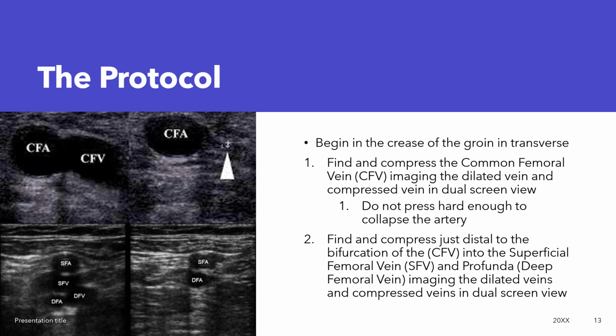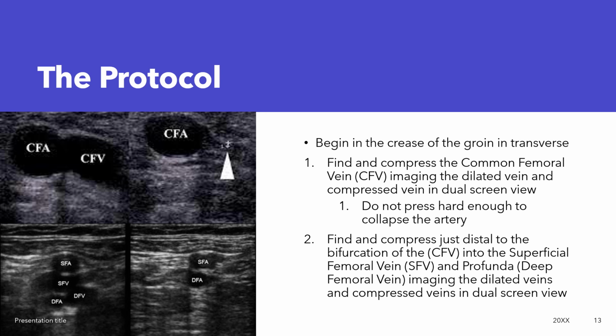Okay, so when we get down to the protocol that we're going to do, I like to start these in transverse. So you begin right at the crease of the groin in transverse, and you're going to want to find the common femoral vein. If you're seeing it bifurcate, or if you're seeing the superficial and the profunda, you're too low. You need to come up and make sure you're in the common femoral vein just after your superficial femoral and your profunda or deep femoral have anastomosed to create that.